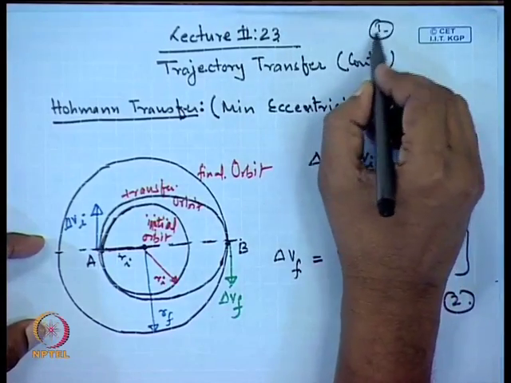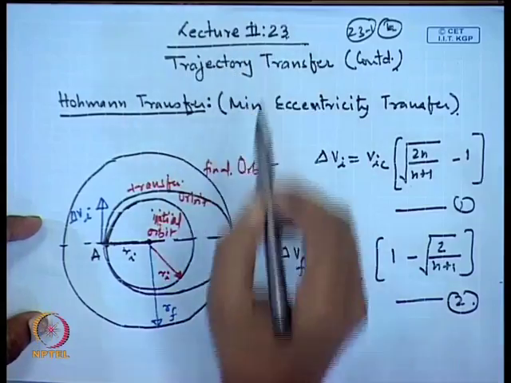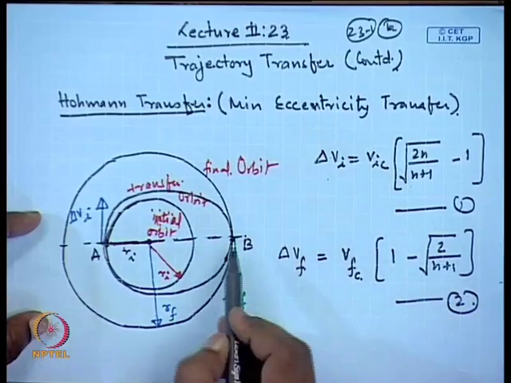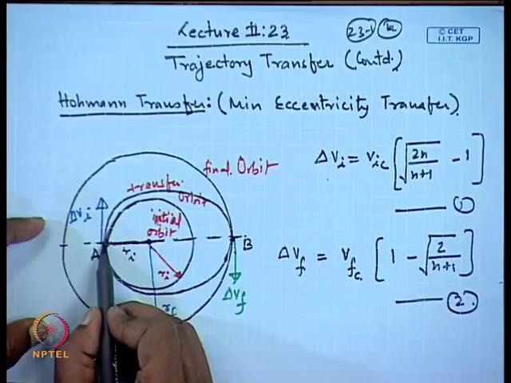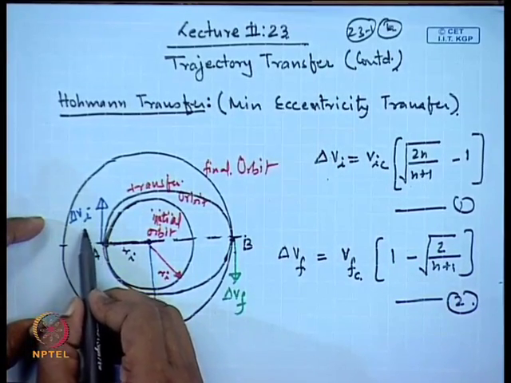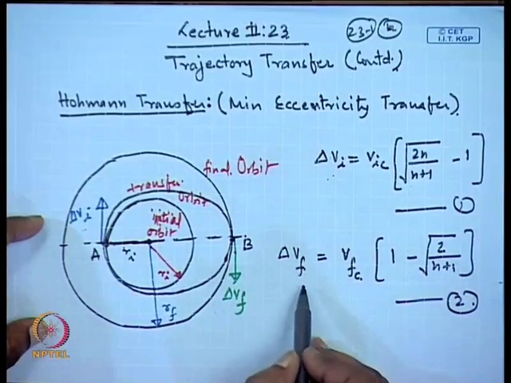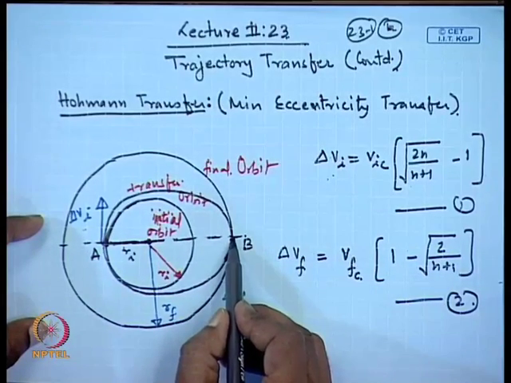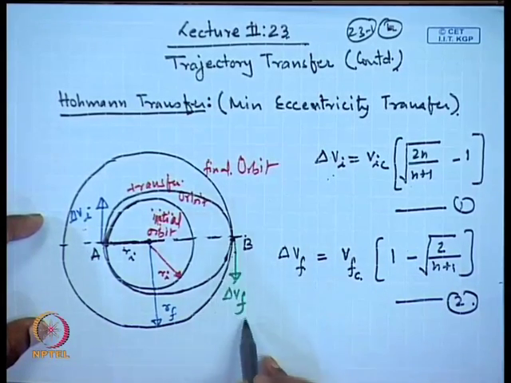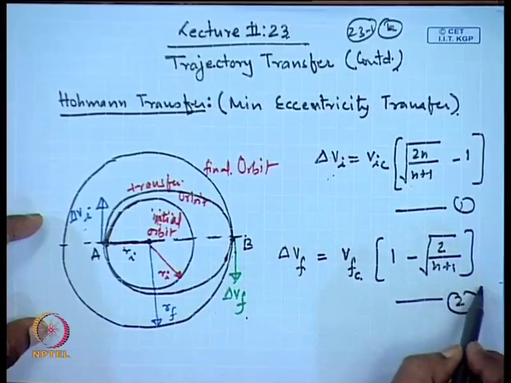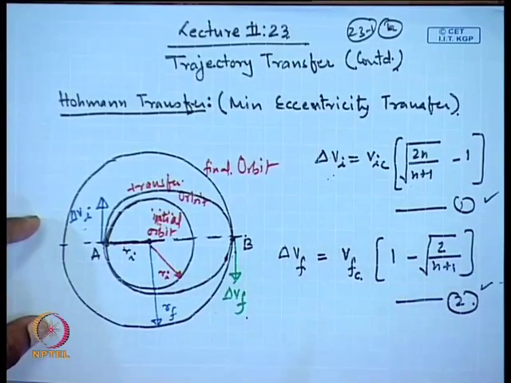So, if you remember in our lecture number 23, we started from point A and gave the impulse delta V_i, and finally, at point B we gave the impulse delta V_f, and these were the results obtained. So, we can utilize this result.